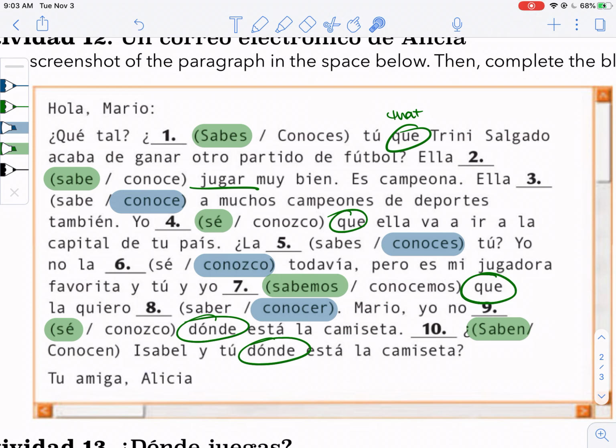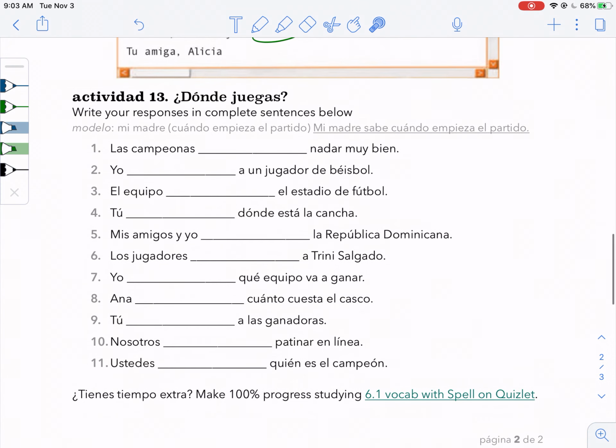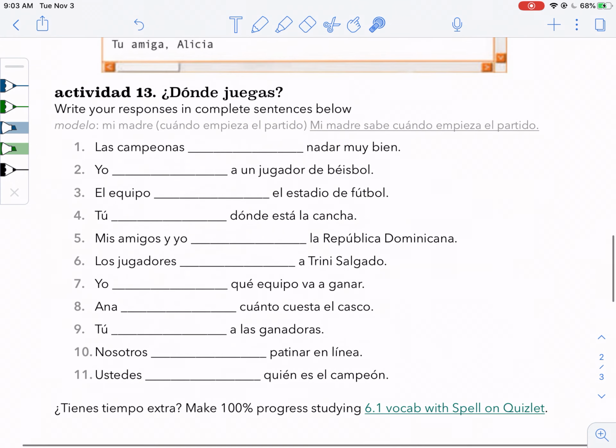So go ahead and reread your paragraph out loud filling in each of these blanks. Now when you're done, go ahead and go to Actividad 13, pause this video, and you will write the sentences. I'm just going to complete them here, so this video doesn't take very long. Write in sentences to say what the people know.